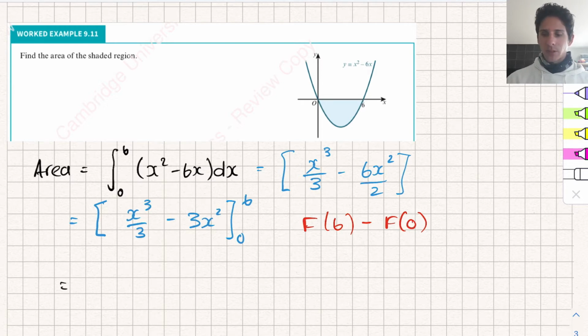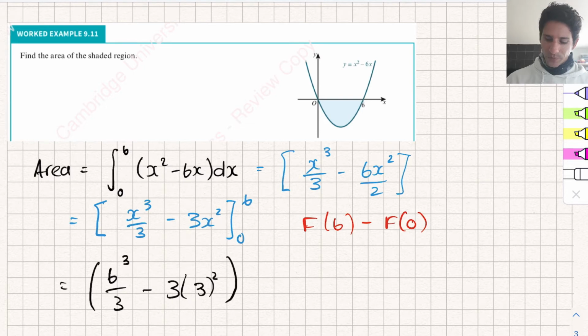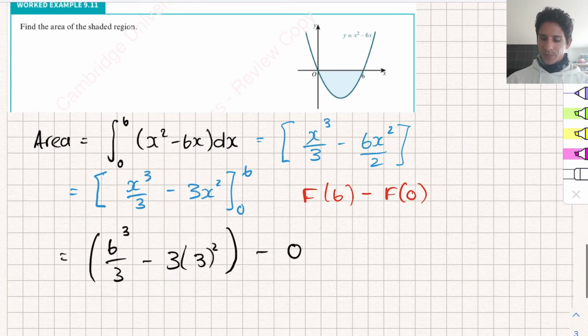Everywhere there's an x, I'm going to put 6 now, so I'm going to have 6 cubed over 3 minus 3 times 6 squared, and I'm going to take away f of 0. Now I can see that all my terms have an x in it, so I'm going to get 0 over there, right?